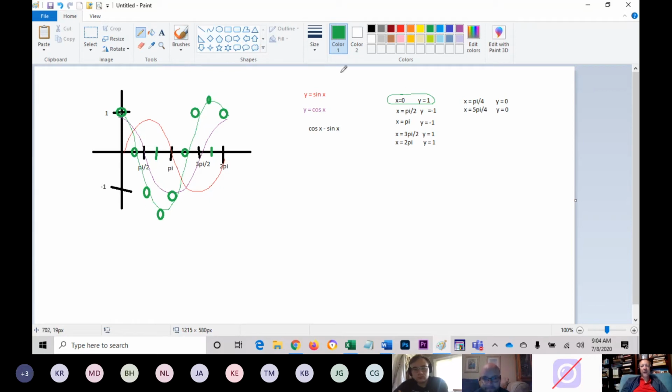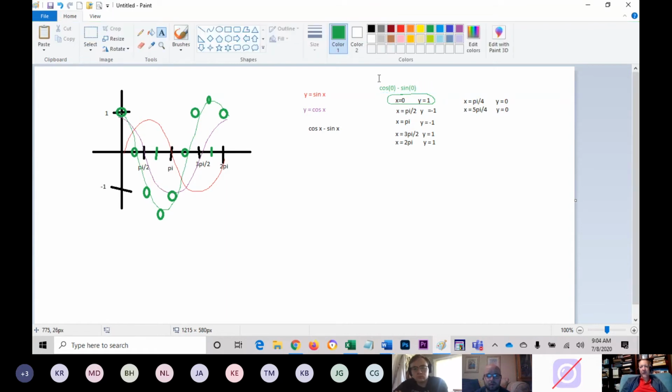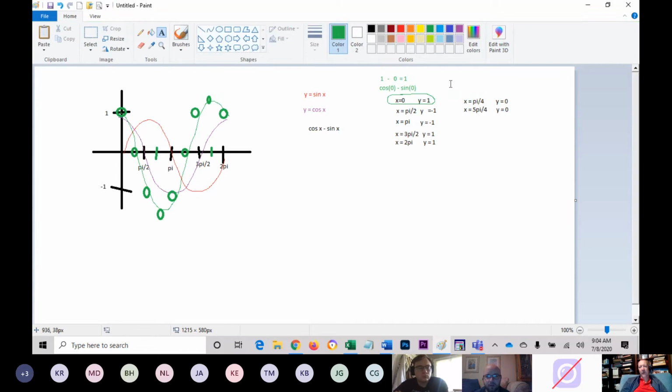So essentially, let me write it this way, to make sure I'm super clear. The cosine of 0 degrees or 0 radians minus the sine of 0. I'm going to write the answers above this. The cosine of 0 is 1 minus the sine of 0 is 0. That's going to equal 1. And so that's how I got y equals 1 here. Okay. And essentially what I've done is the same thing for each of these.